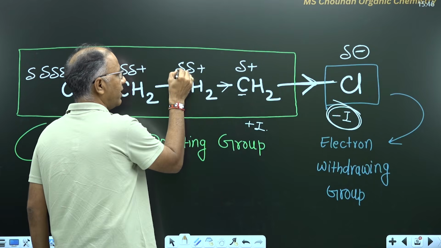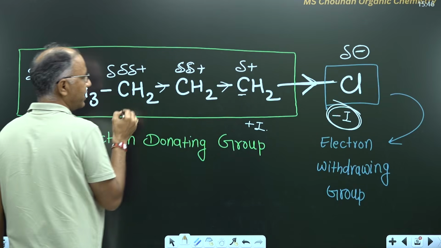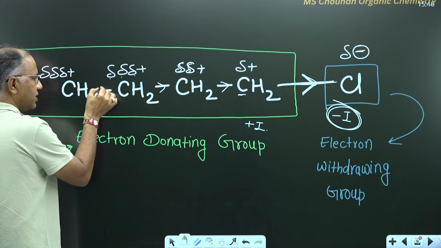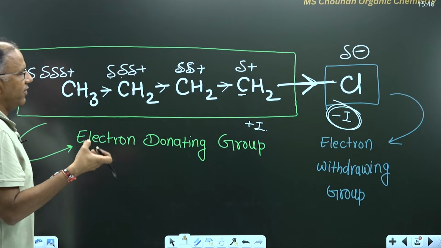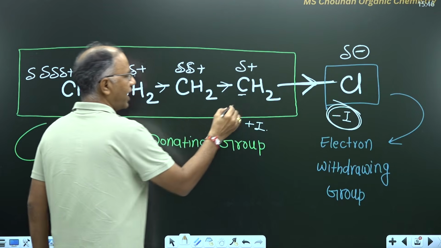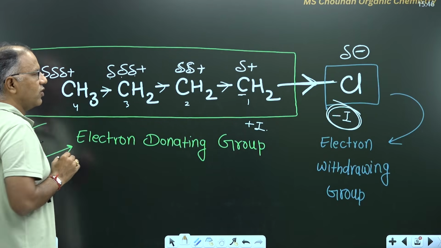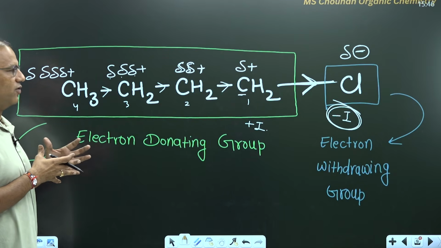So again there will be a delta, delta plus. Now this becomes deficient, so it will withdraw from the adjacent. So again there will be a delta, delta plus. Now in the same fashion, the electron withdrawal, the minus I effect of chlorine, takes place across the butyl group. Now if I ask you where is the maximum inductive effect of chlorine, which carbon will be most affected by the minus I effect of chlorine?